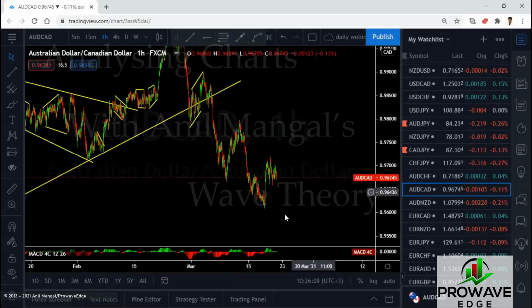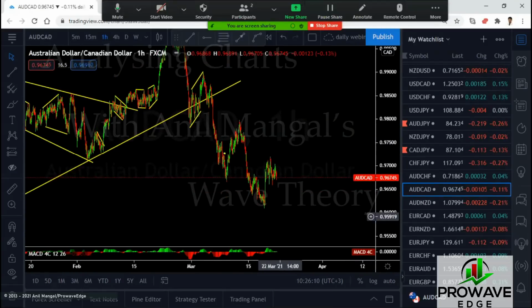Aussie CAD, look for buy setups. This is making sharp moves, but they're corrective in nature. This is the only one that is not correct.